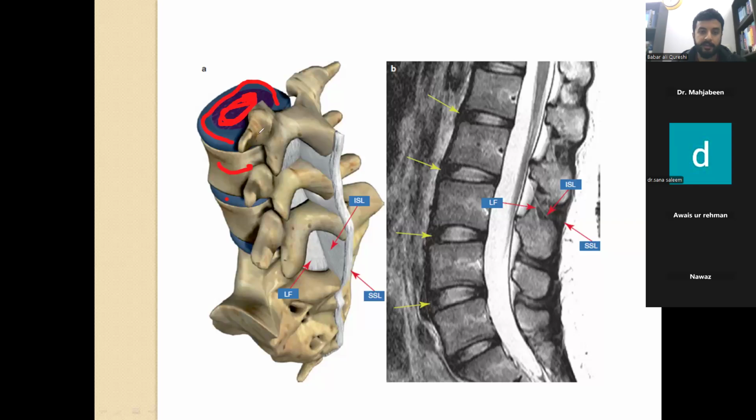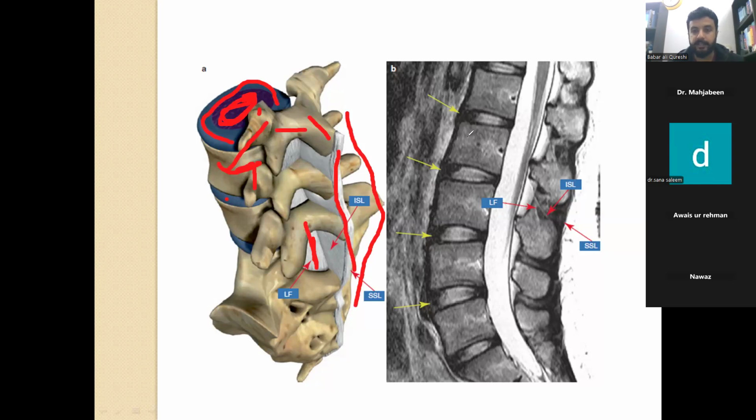Coming to the back, these are the spinous processes. There is the lamina. This is the transverse process. Anterior to it would be the pedicles, which keep it attached to the vertebral body. And these are the ligaments. Just behind the canal is the ligamentum flavum. The canal is anterior to it. This is the interspinous ligament between the spinous processes, and the supraspinous ligament is going to cover them from outside.